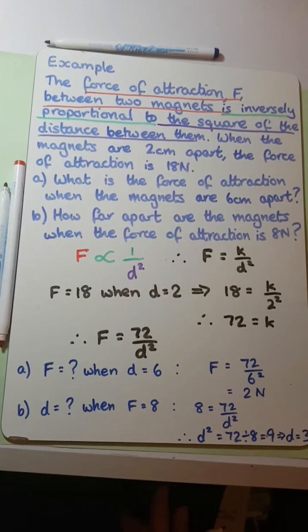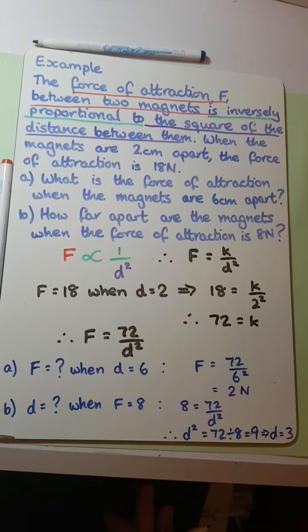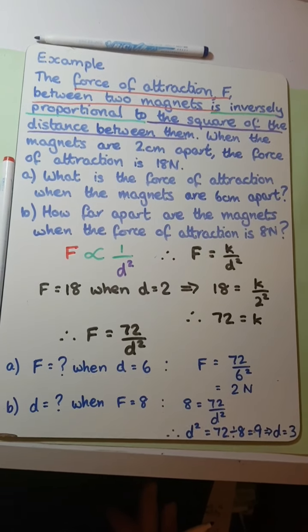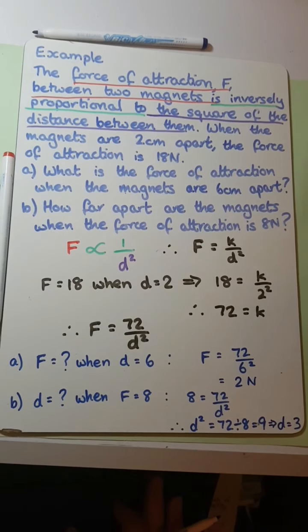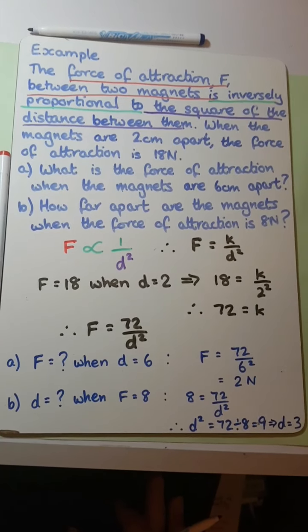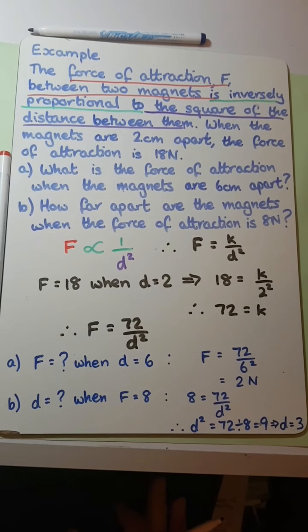So there's not really much difference from direct proportion. You have a little bit more algebra to deal with, but the actual technique stays the same. You find your constant of proportionality, you substitute the values in, and then you solve the equations.